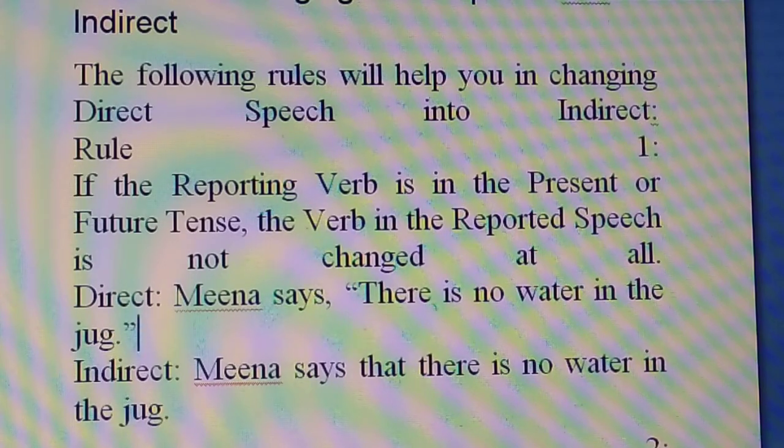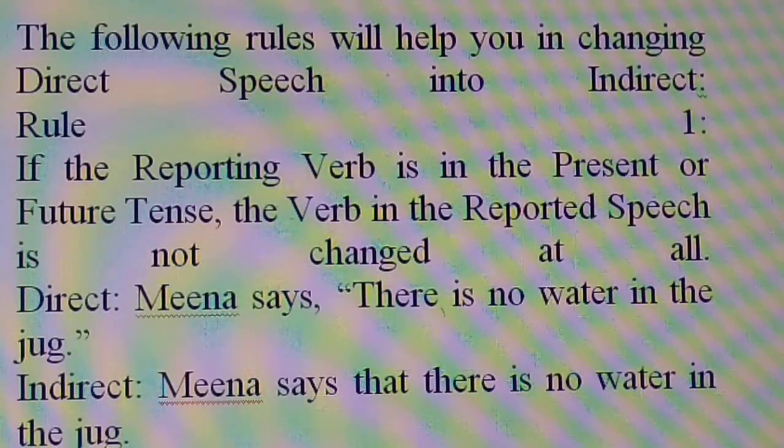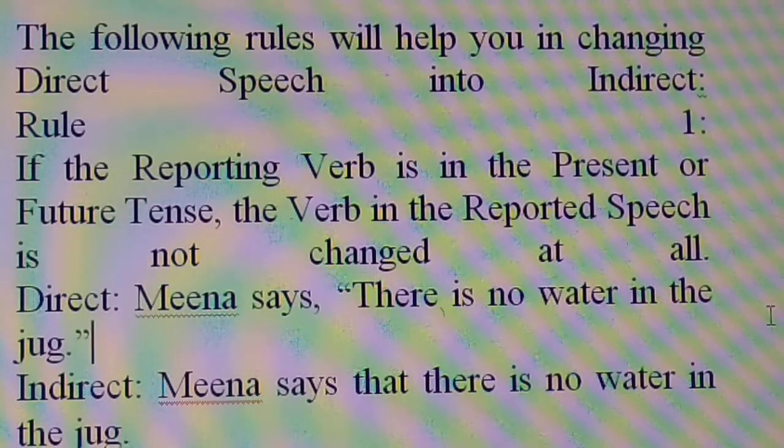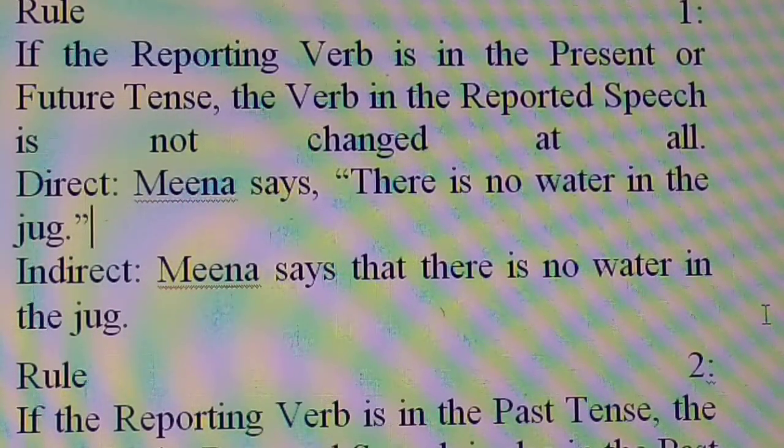Okay, here are the rules, children. Have a look at it. If the reporting verb is in the present or future tense, what happens, children? Come on, tell me. The verb in the reported speech is not changed at all. Direct. Look at this example, children. Mina says there is no water in the jug. Indirect. Mina says that there is no water in the jug.